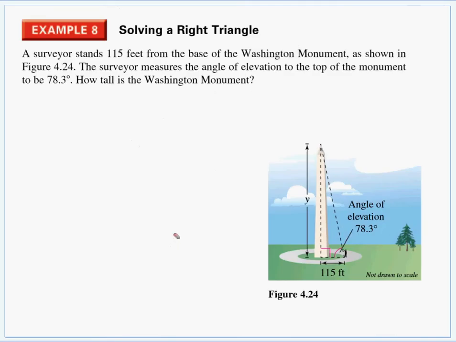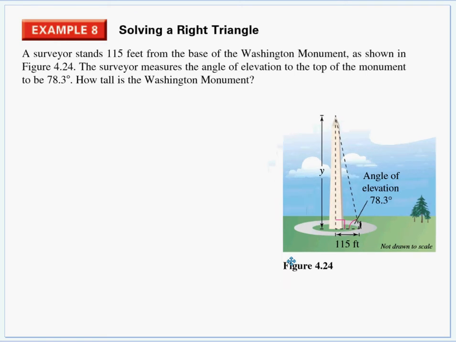Okay, so here's an applied problem. We're at the Washington Monument. We are standing 115 feet from the base, and if we look up and measure the angle of elevation to the top of the monument, it is 78.3 degrees.